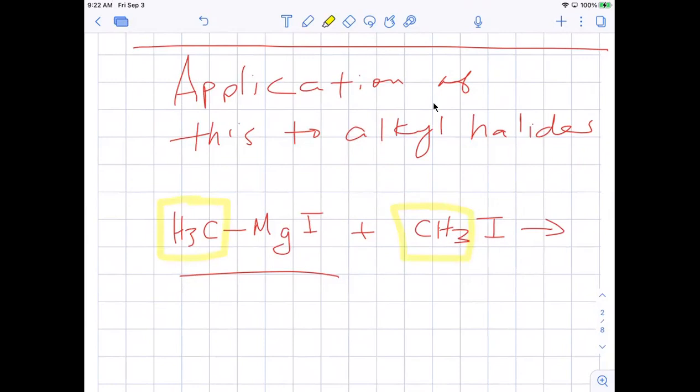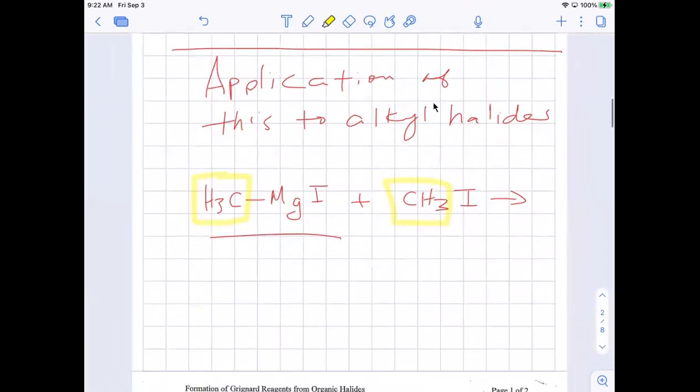All right, so the coupling part is when I make a new carbon-carbon sigma bond, right? So without going into too much depth with this, because we're going to study it at length shortly, the final product from this is a new bond between those two carbons.